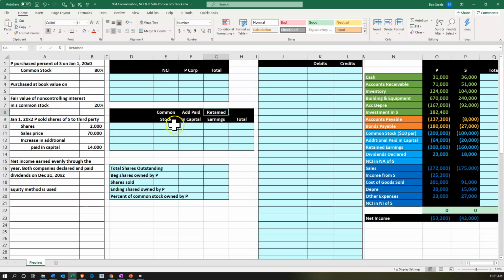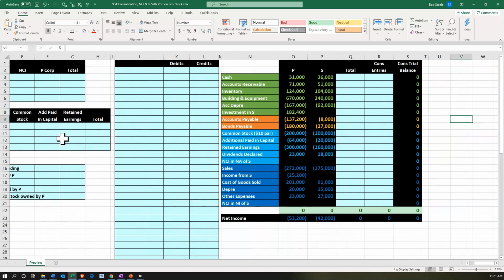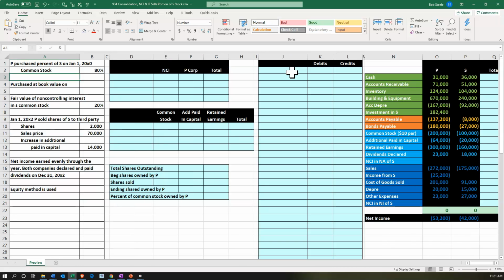Here we are in Excel. We have our information on the left-hand side. We're going to put that into the blue area on the right-hand side, including our worksheet and then our consolidation worksheet where we have the parent and subsidiary trial balances we will be adding together and then entering our consolidation entry. We're mainly focusing in on one consolidation entry and just considering what would happen if P sells a portion of their interest in S. So we're going to have that sale take place.